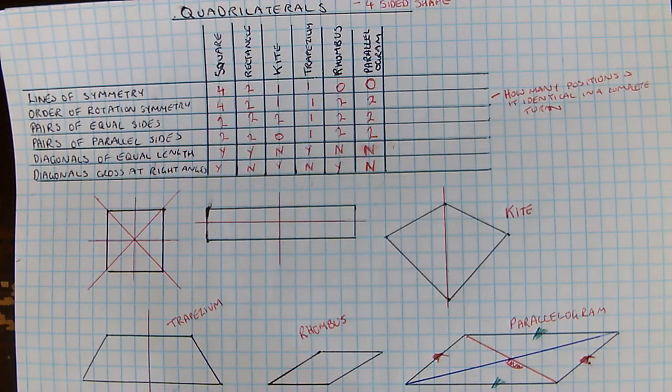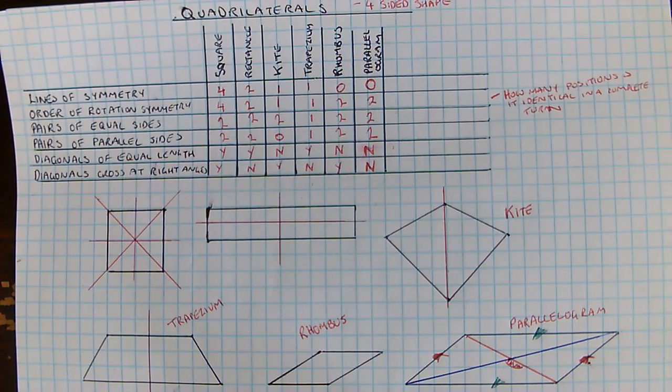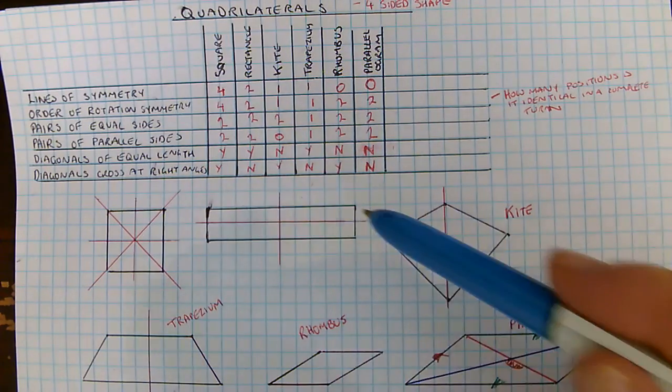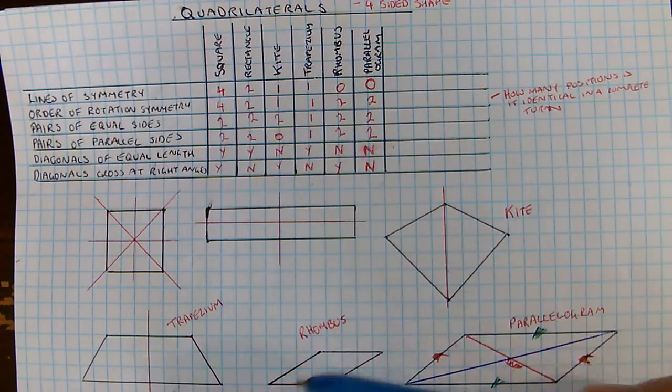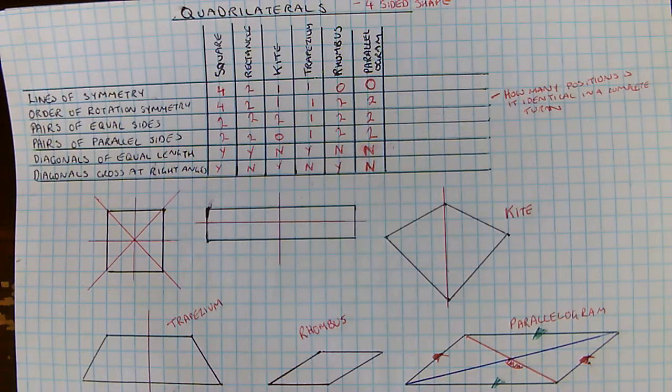Okay, can you just check your table for me? I've drawn on all the shapes the lines of symmetry. Just be really careful with the rectangle. People often think that there's a line of symmetry going across the diagonal. If you try and fold a piece of paper in half from one diagonal to the other, you will see that that's not right. Here we've got one line of reflective symmetry, here we've got one line of reflective symmetry.